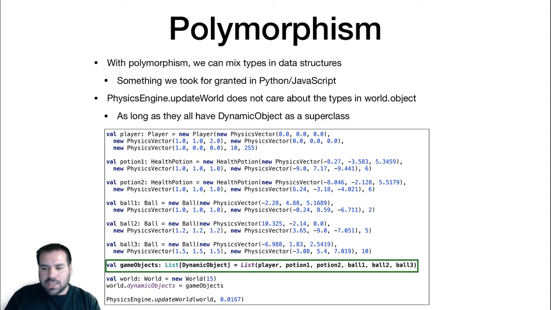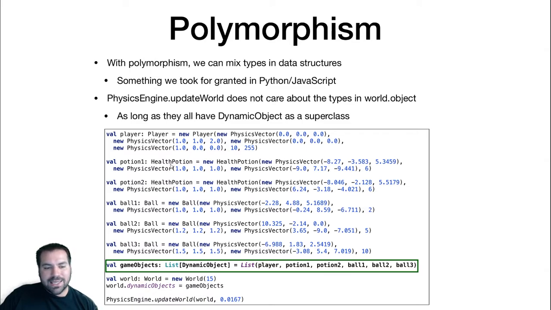Scala, being a strongly typed language, doesn't let you mix types in its data structures. But if you create a data structure using one of the superclass types, dynamic object in this case, we can populate that with anything that extends dynamic object. And even though health potion doesn't extend dynamic object directly, as long as it's somewhere in its type hierarchy, we can use that as a dynamic object. Health potion extends inanimate object, which extends dynamic object. So we can use a health potion as a dynamic object.